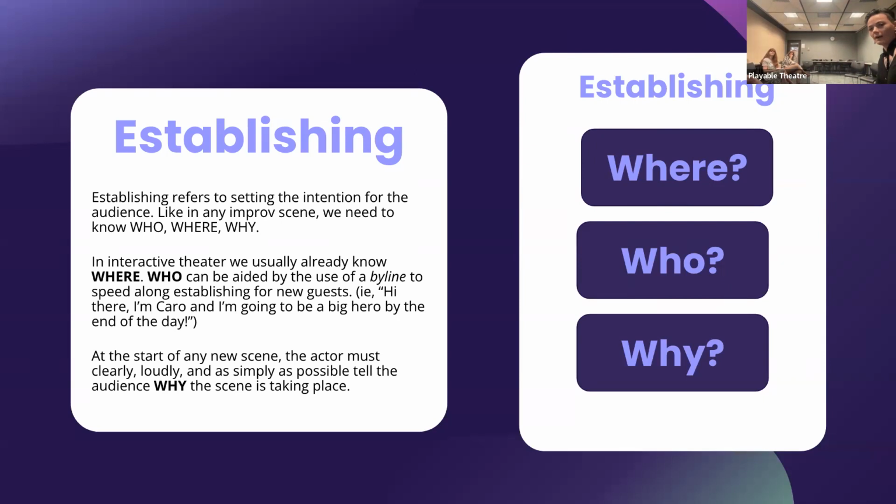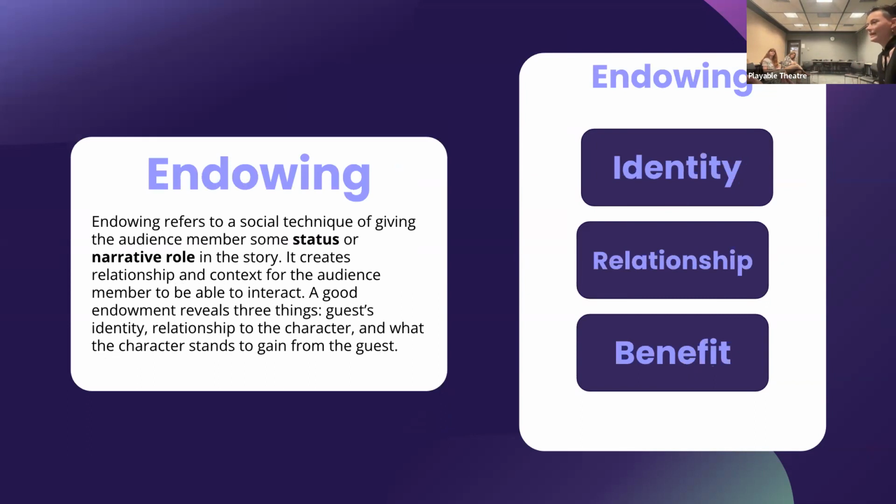And then the why. The why is really the critical part of this. Why are you having this interaction? Why is the scene taking place? So quickly establishing that at the top of your scene so that we know where we're going from there is really, really helpful. And then endowing.